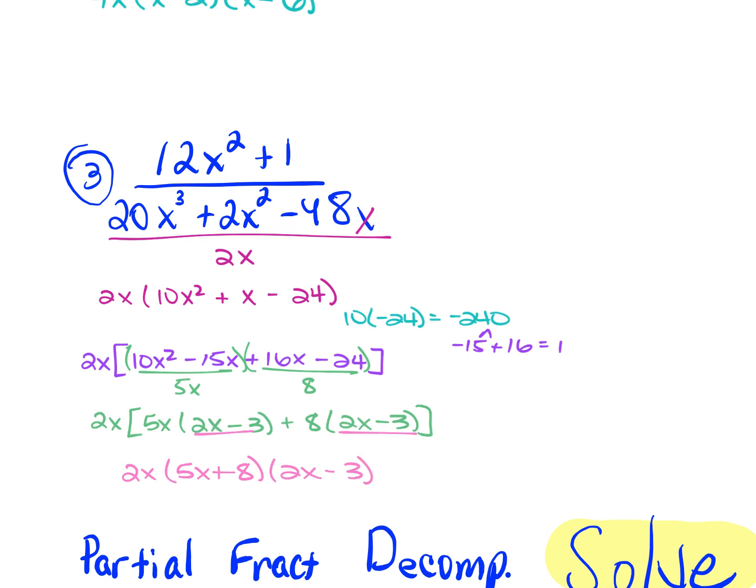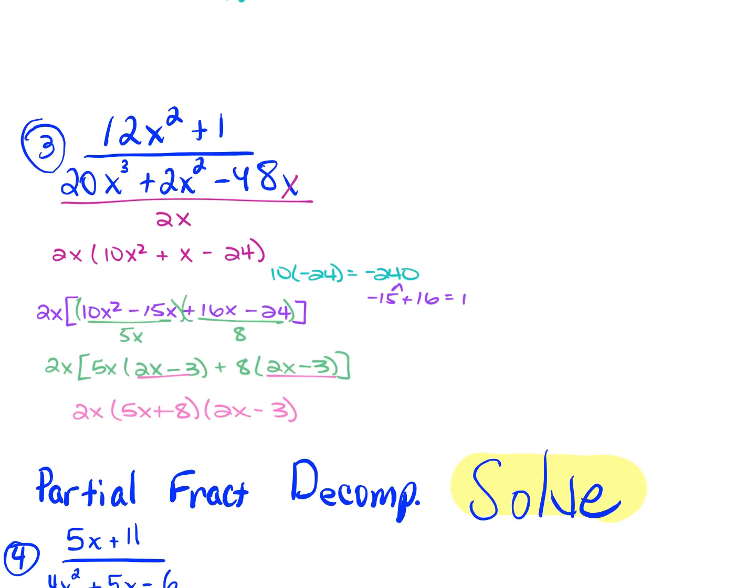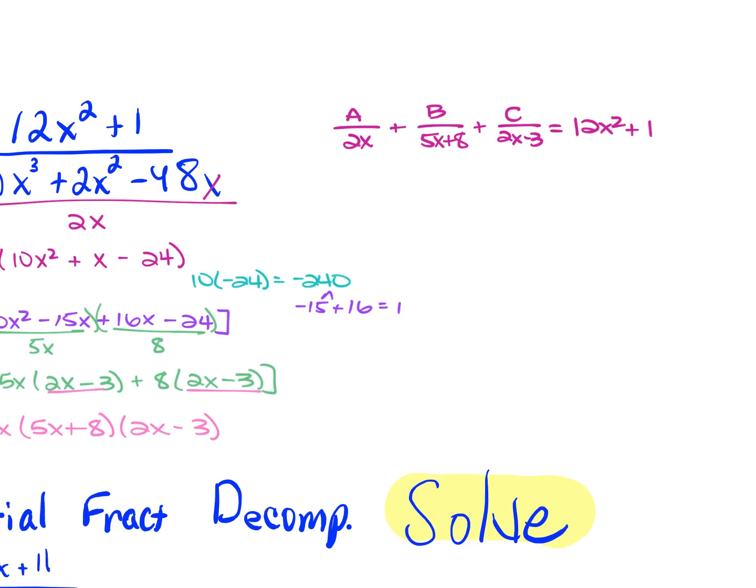Now that this denominator is completely factored, put it into a fraction. So you have 3 parts. You're going to have A over 2x plus B over 5x plus 8 plus C over 2x minus 3. And that's equal to your numerator, which is 12x squared plus 1. Get rid of your fractions here.